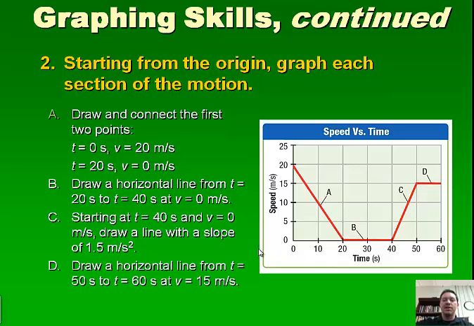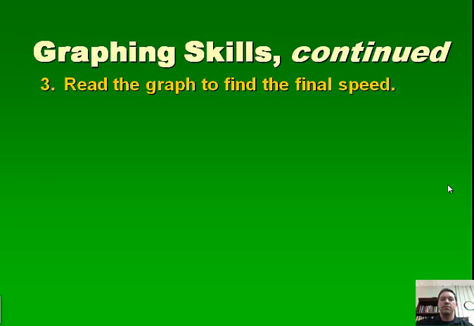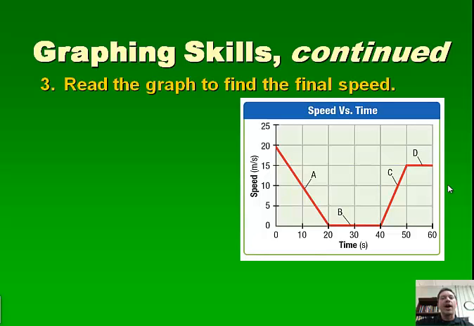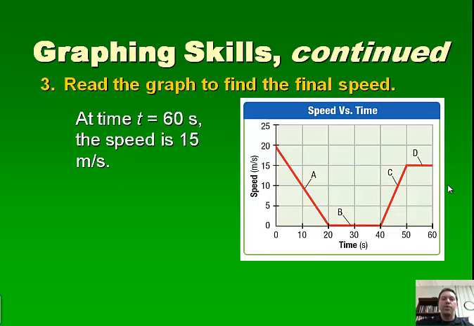And then our last part is draw a horizontal line from time 50 seconds to 60 seconds and at velocity of 15 meters per second. So if we look at the graph, we can read it and figure out what is our speed at 60 seconds, and it's 15 meters per second just going across to the y-axis.